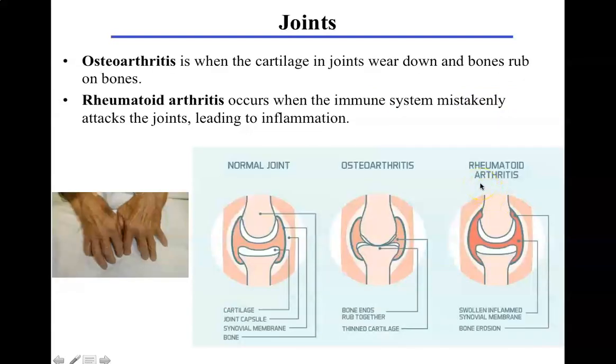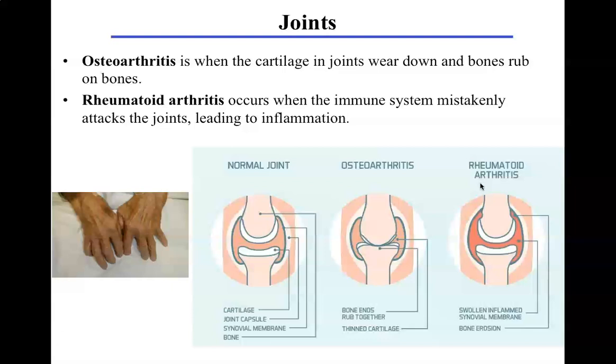There are different problems with joints. So osteoarthritis is when the cartilage I was just talking about wears down, and then your bones rub together. So if somebody had a job where they were doing the same motion over and over, like they were sewing for years and years, for example, or doing something with their hands, the cartilage can break down and the bones rub together, and that's painful.